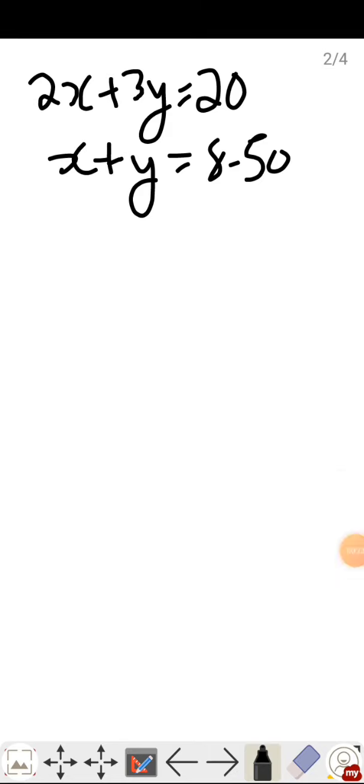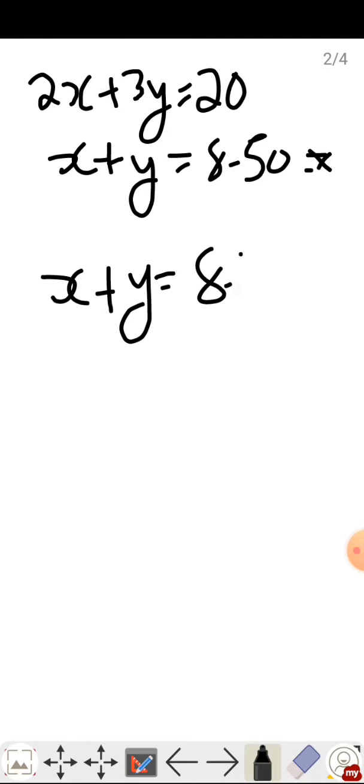Okay, so let's solve 2x plus 3y equals 20, x plus y equals 8.50. These are the equations. You start by choosing the easier equation of the two. In this case, our second equation is the easier one. So write x plus y equals 8.50. Then you choose which variable, which letter, you want to make the subject of the formula, because you have to leave a letter on its own. In this case, I'll choose x.